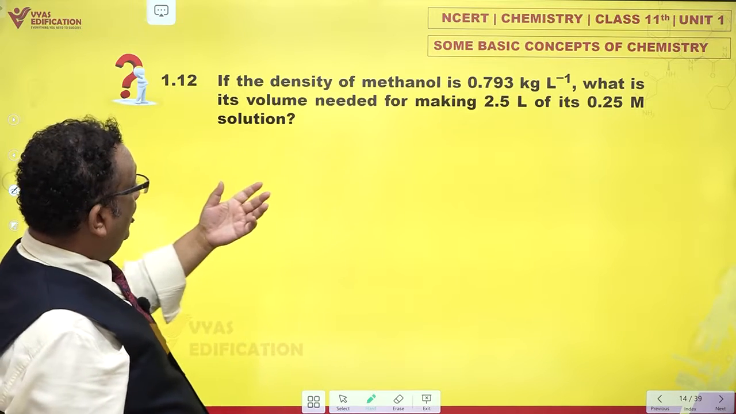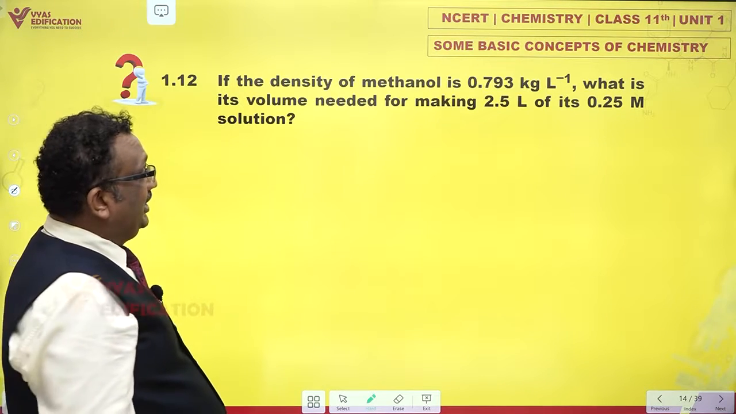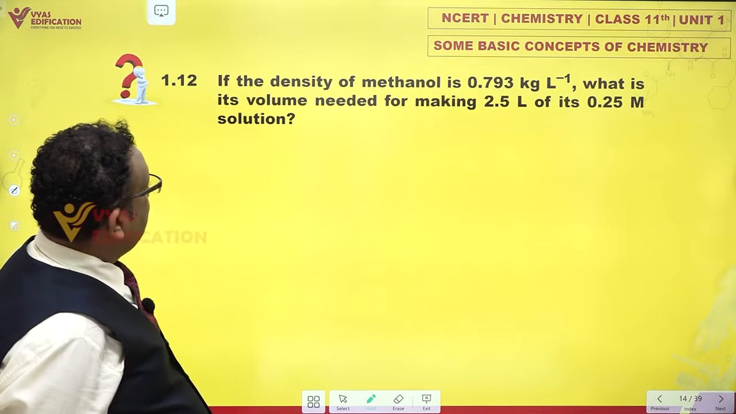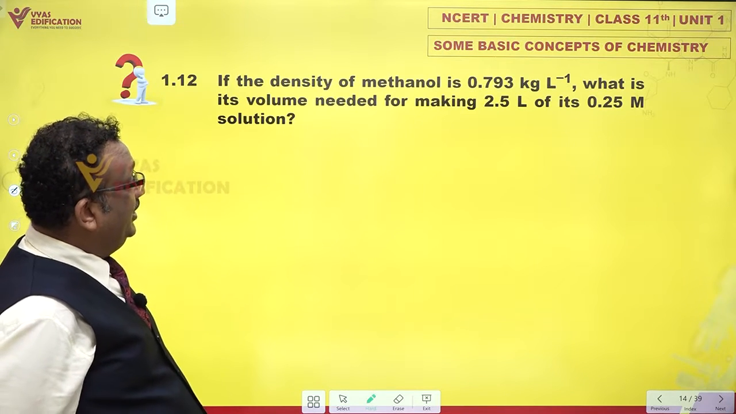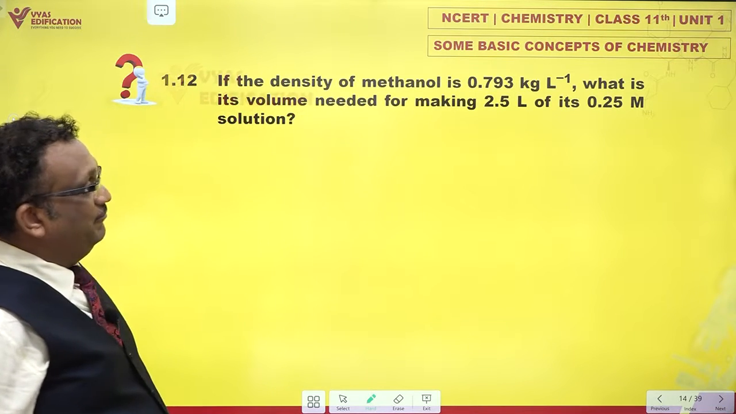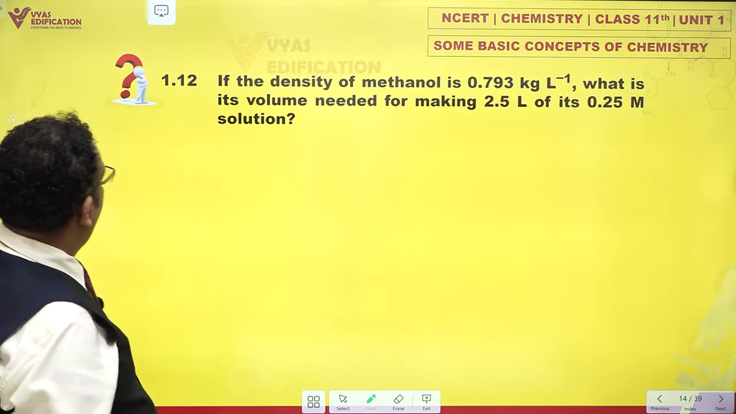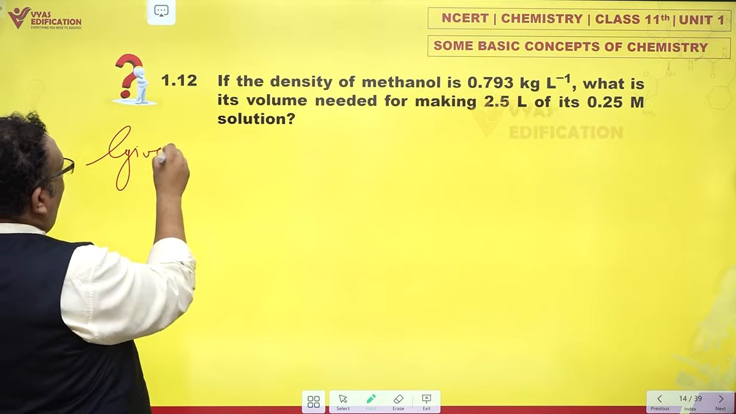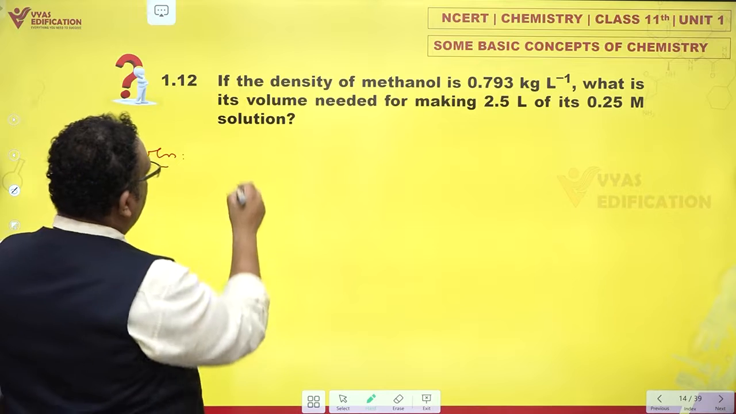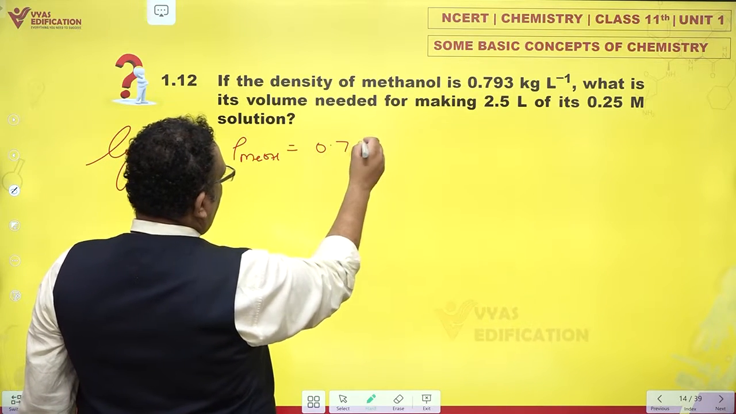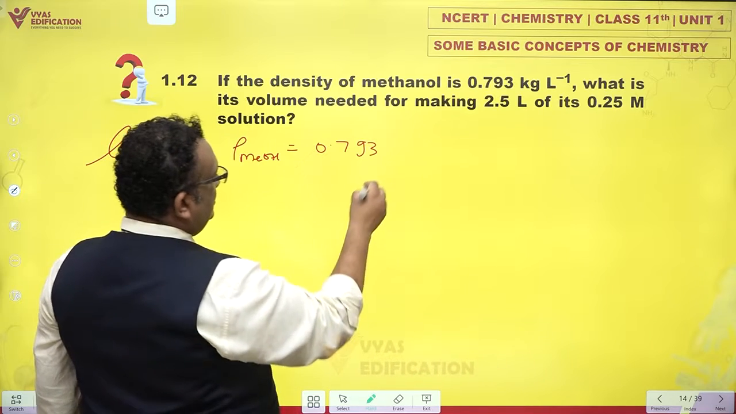Density of methanol is 0.793 kg per liter. Very interesting. What is its volume needed for making 2.5 liter of its 0.25 molar solution? Very easy. Nonetheless, a different flavor. What have I been given? I have been given the density of methanol, 0.793 kg per liter.